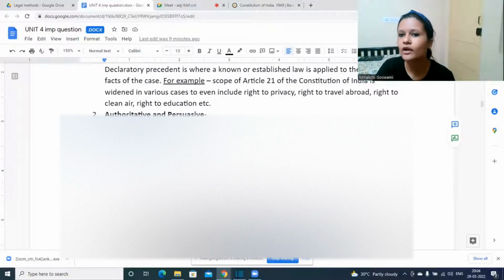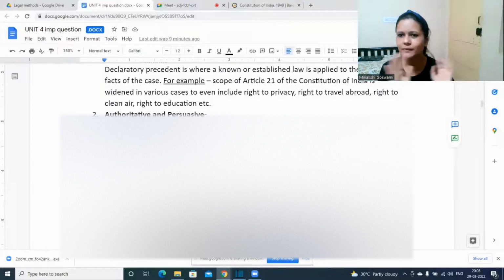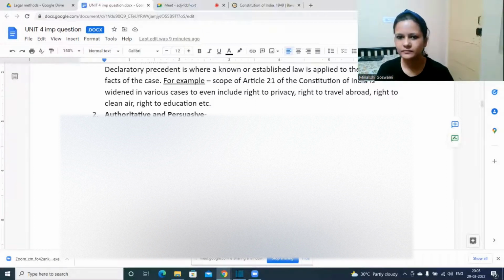That is called authoritative precedent. You don't have an option to see whether this decision is proper or not proper, whether to accept or not accept. You will have to accept it. That is nothing but authoritative precedent. That is having its authority. The Supreme Court's decision is authoritative precedent for all other courts in India. A High Court's decision is authoritative precedent for its subordinate courts. Is it clear? Yes, ma'am, it's clear.